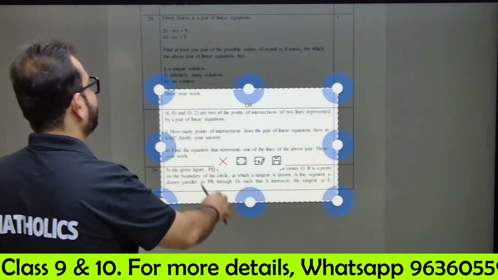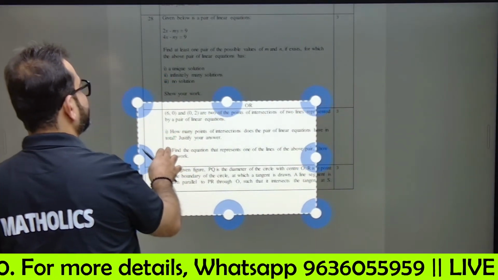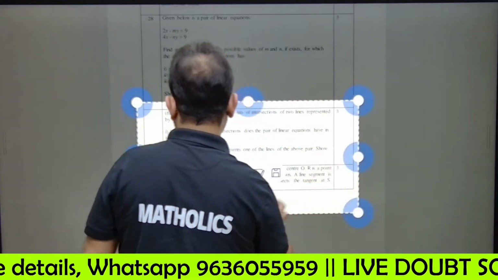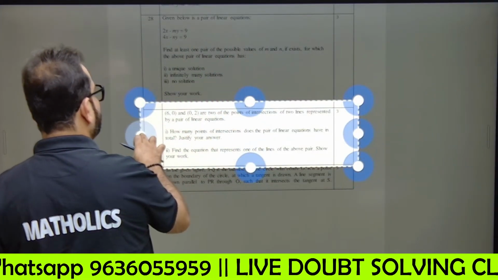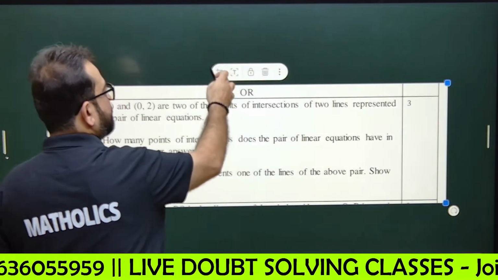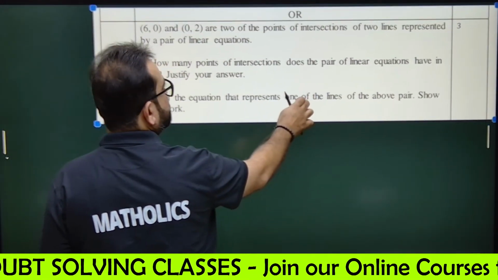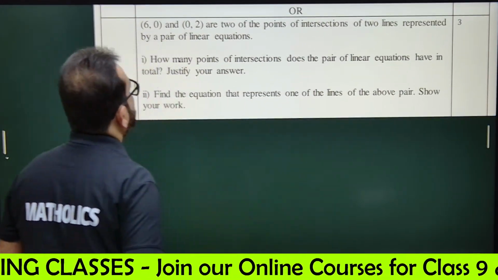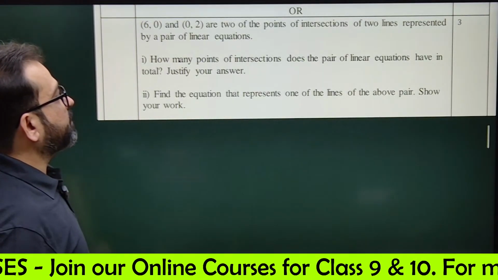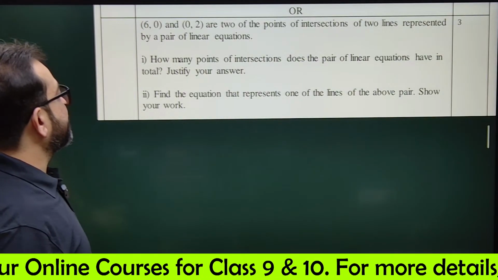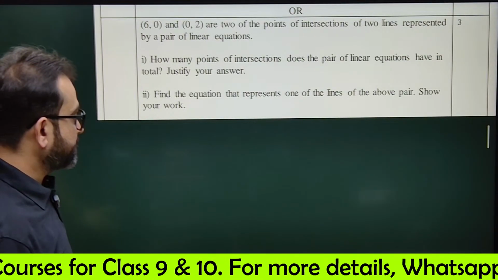From the chapter, again, linear equations in two variables. See, these types of lectures are helpful. They help you to revise the previous topics. Just studying and studying wouldn't make any sense. 6, comma 0 and 0, comma 2 are two of the points of intersection of two lines represented by a pair of linear equations.